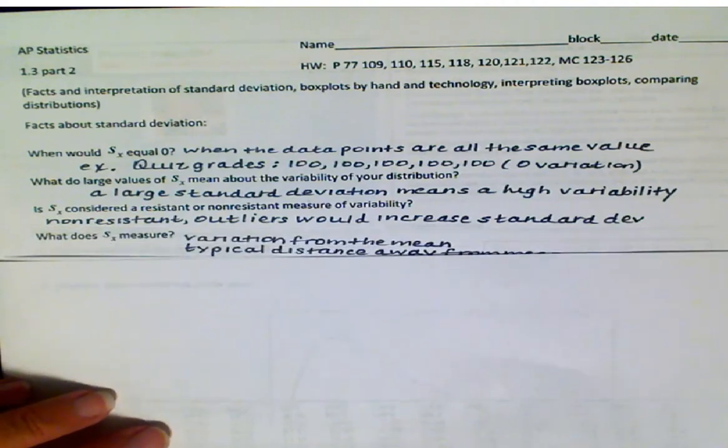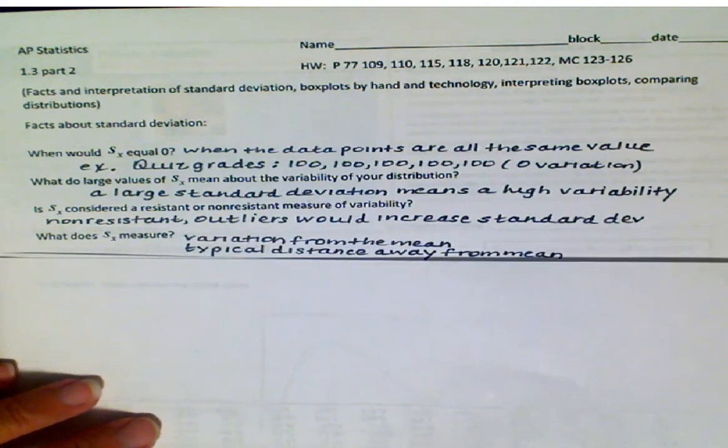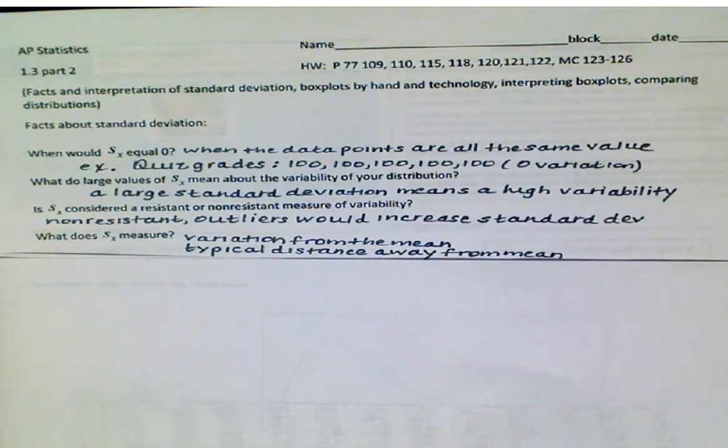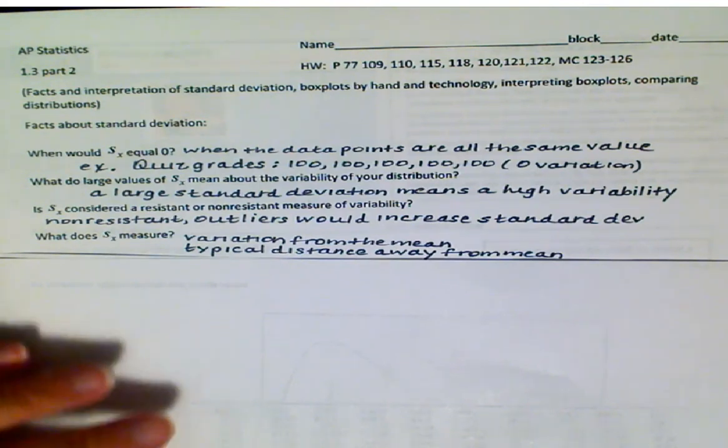What does standard deviation measure? The variation from the mean. Or another way you could say it would be the typical distance away from the mean. So it's the typical distance away from the mean, or the variation from the mean.